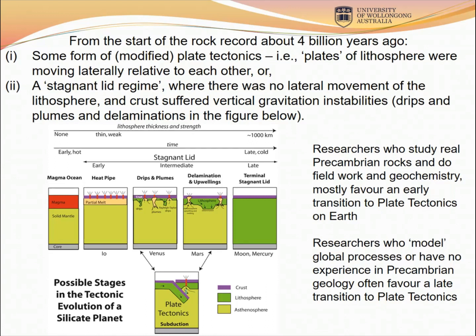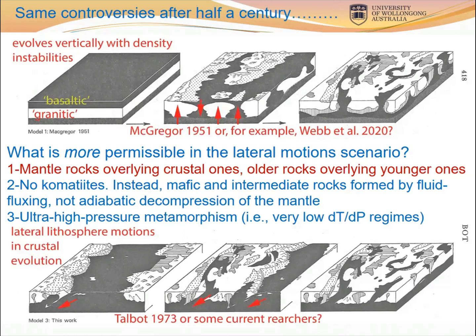So at some time Earth probably did transition from this so-called heat pipe, drips and plumes, into some plate tectonics regime, where you're getting subduction occurring and a recycling of the surface lithosphere into the deep Earth, probably right down to the core-mantle boundary. So when did this actually start to happen, and what evidence do we have of when it started? As I said, this debate has been going on ad nauseam for 50 years, or even before.